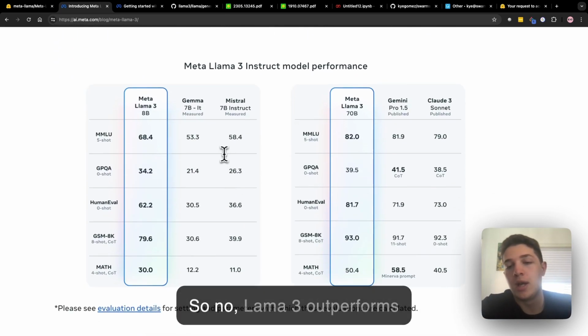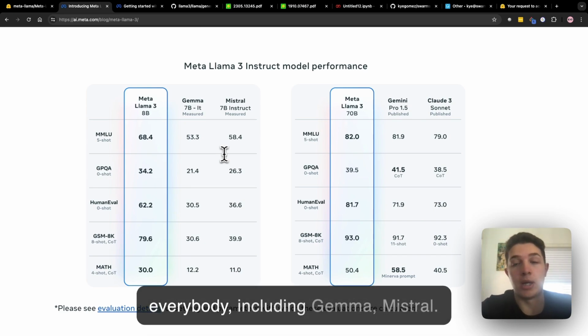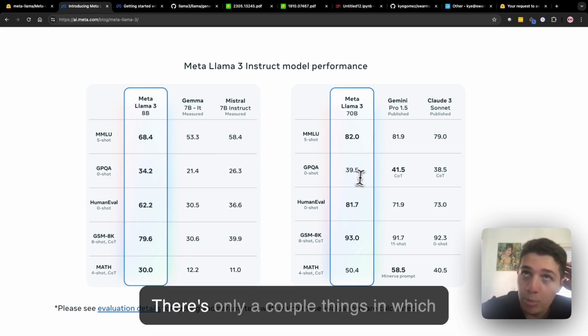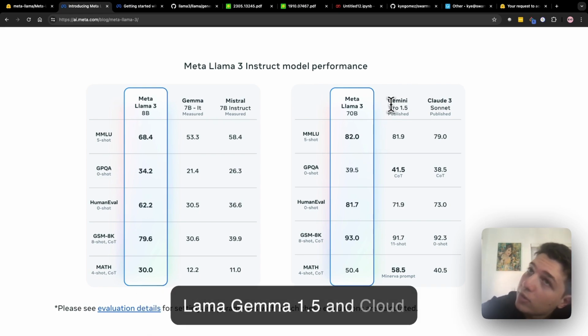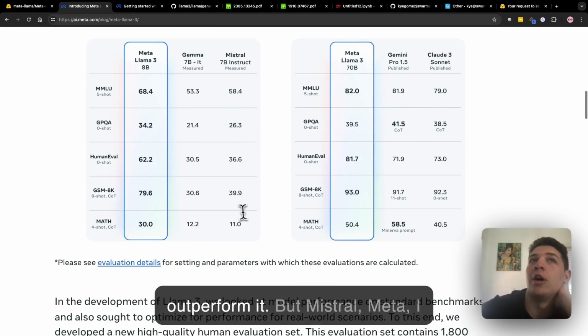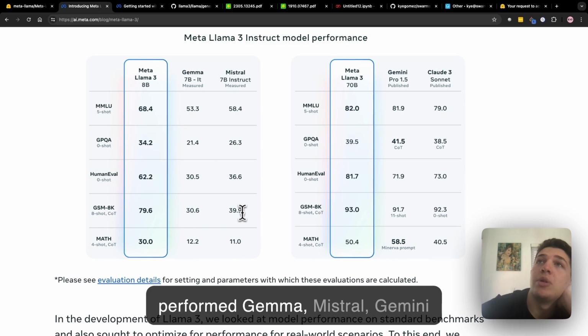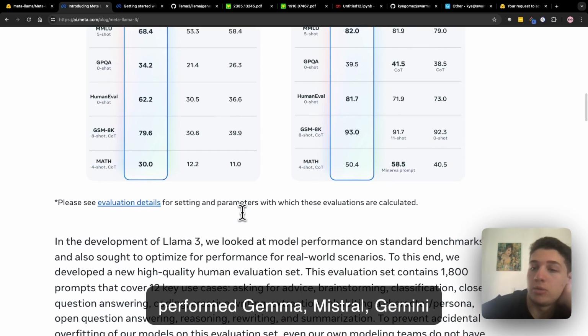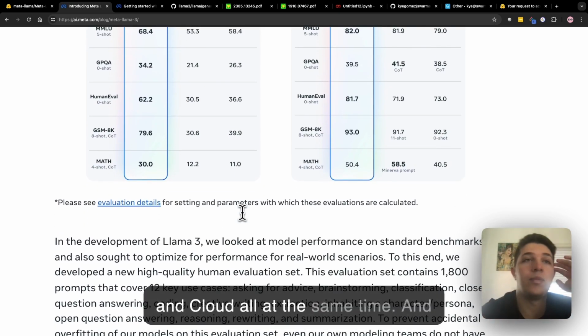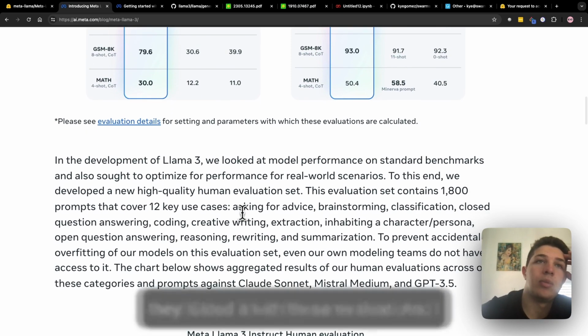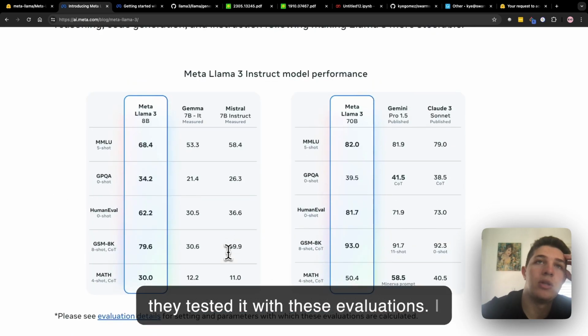So note, Llama 3 outperforms everybody, including Gemma and Mistral. There are only a couple of things in which Gemini 1.5 and Claude outperform it, but Meta outperforms Gemma, Mistral, Gemini, and Claude all at the same time. And they tested it with these evaluations.